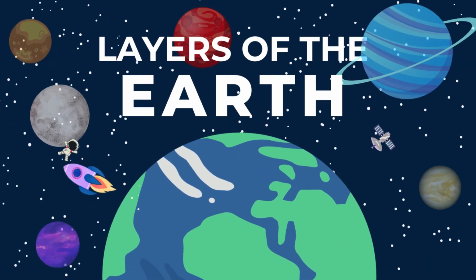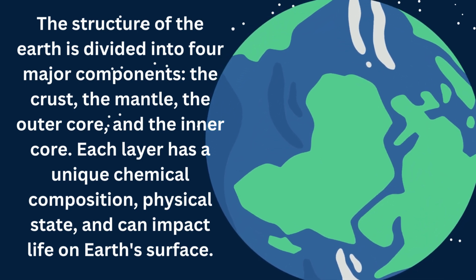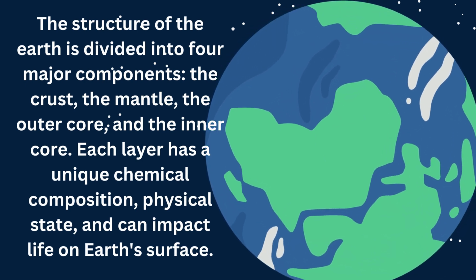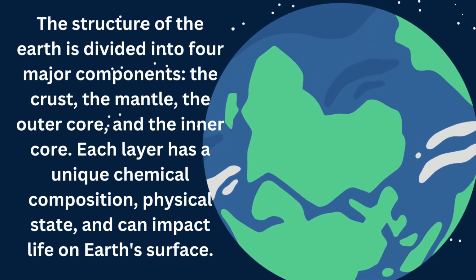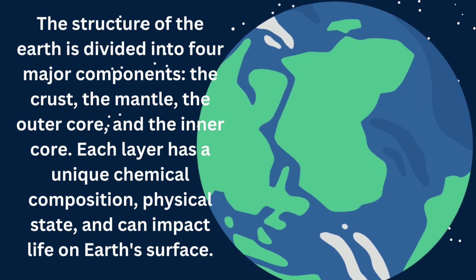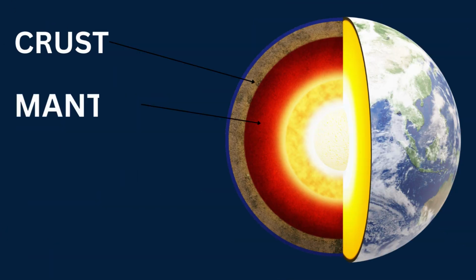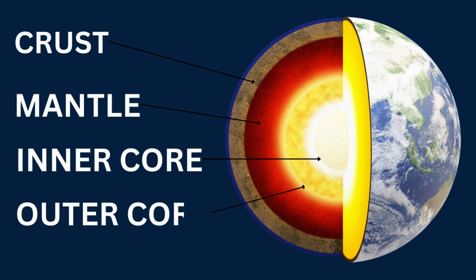Layers of the Earth. The structure of the Earth is divided into four major components: the crust, the mantle, the outer core, and the inner core. Each layer has a unique chemical composition, physical state, and can impact life on Earth's surface. The crust, mantle, inner core, and outer core.